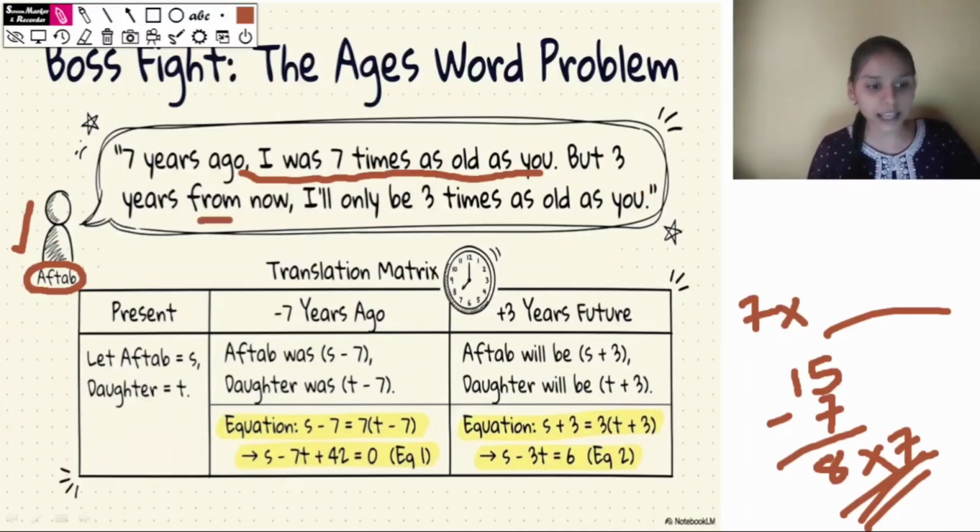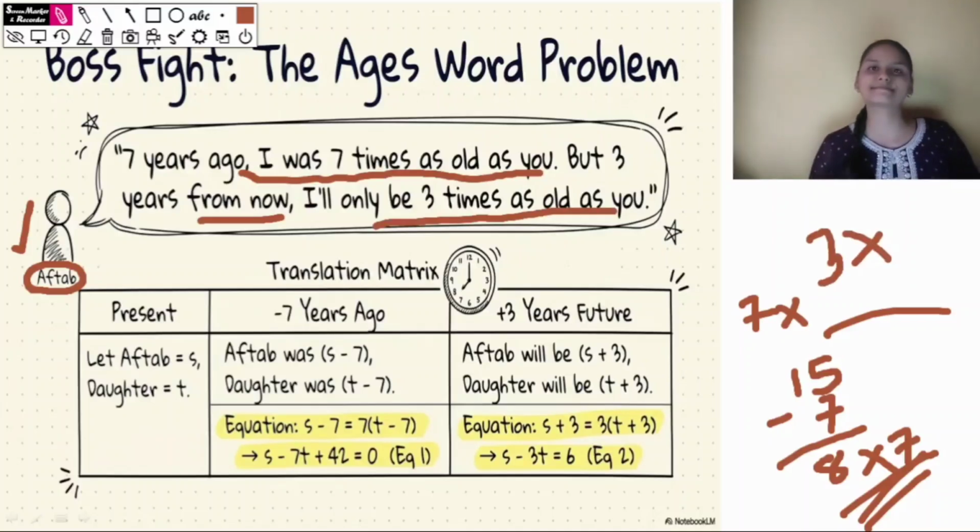When he says 3 years from now, he's talking about the future. 3 years from now. Are you able to understand? I'll be 3 times as old as you. I'll be 3x than you. He's telling this thing.